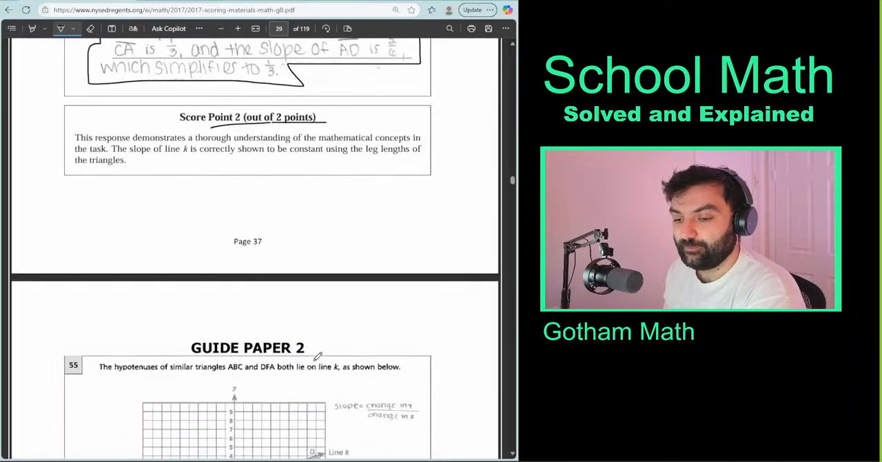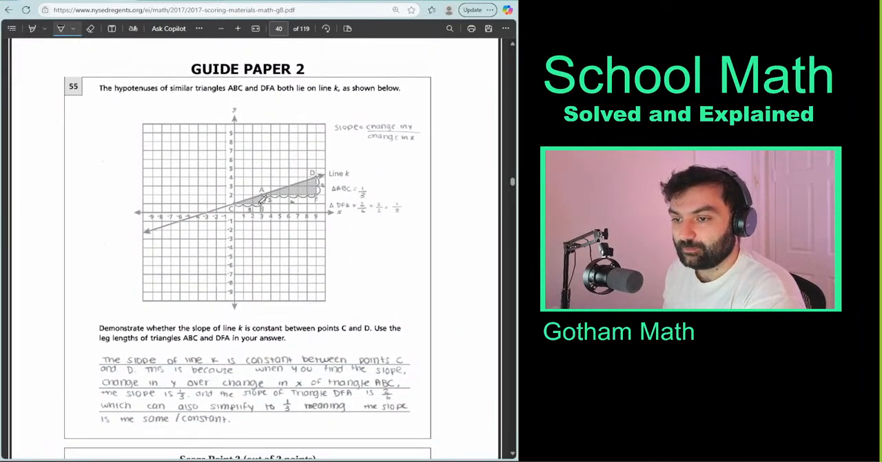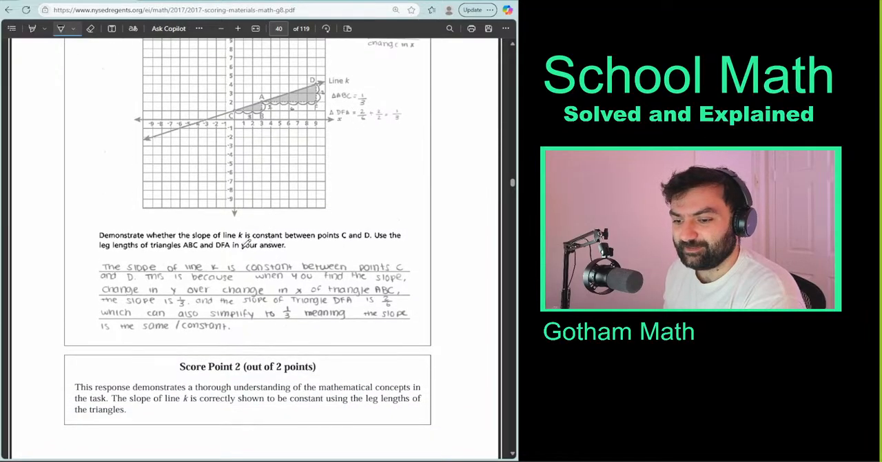That's 2. Moving on. Oh, look at those. Look at slope, change in x over change in y, right? A triangle ABC, 1/3. Oh my god. The slope of the line K is constant between points C and D. This is okay, because when you find the slope, the change in y over the change in x of the triangle ABC, the slope is 1/3, and the slope of the triangle DFA is 2/6, which can also be simplified to 1/3, meaning that the slope is the same, constant.